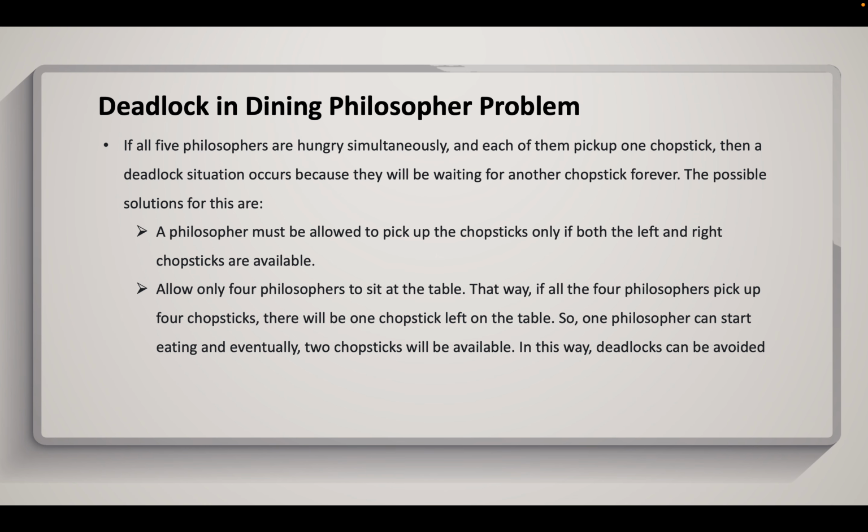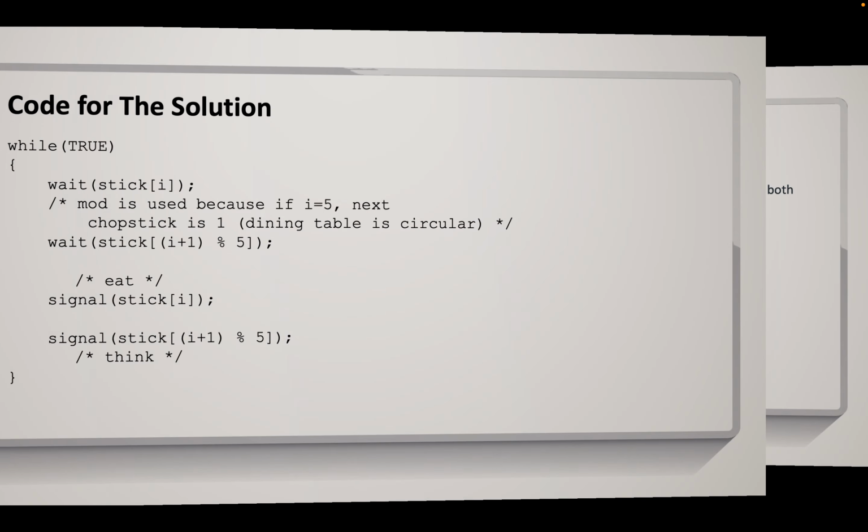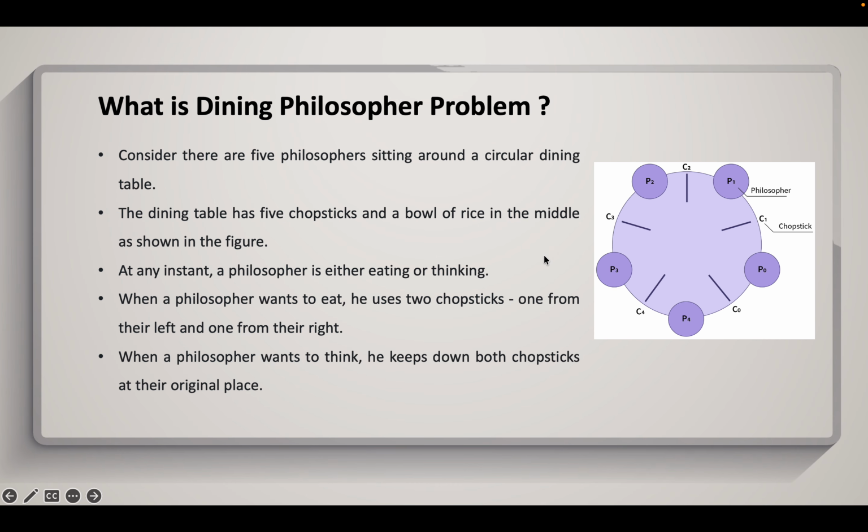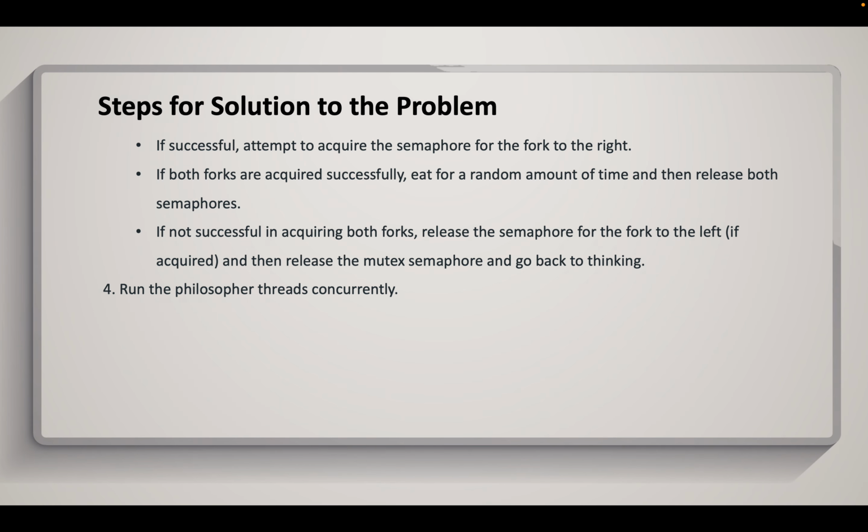In the dining philosopher problem, a deadlock situation occurs because they will be waiting for another chopstick forever. When we see the diagram, see here. If philosopher P3 has to eat, the philosopher needs chopsticks C3 and C4. Suppose philosopher P3 gets chopstick C3 and is waiting for C4, and P4 gets chopstick C4 and is waiting for C5. Like that, if every philosopher gets one chopstick and waits for another chopstick, nobody can eat. In that situation, deadlock may occur.